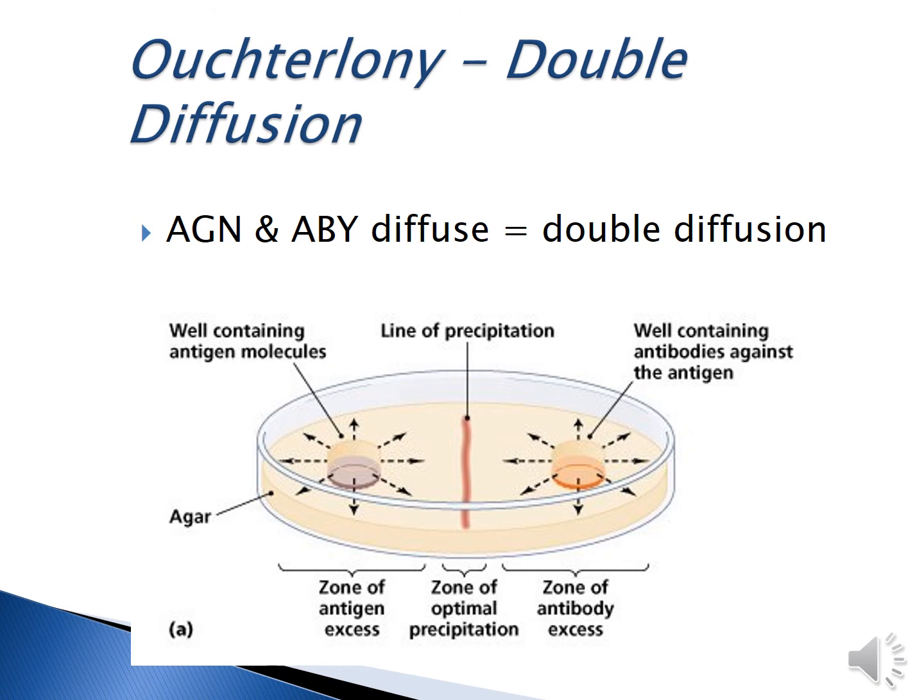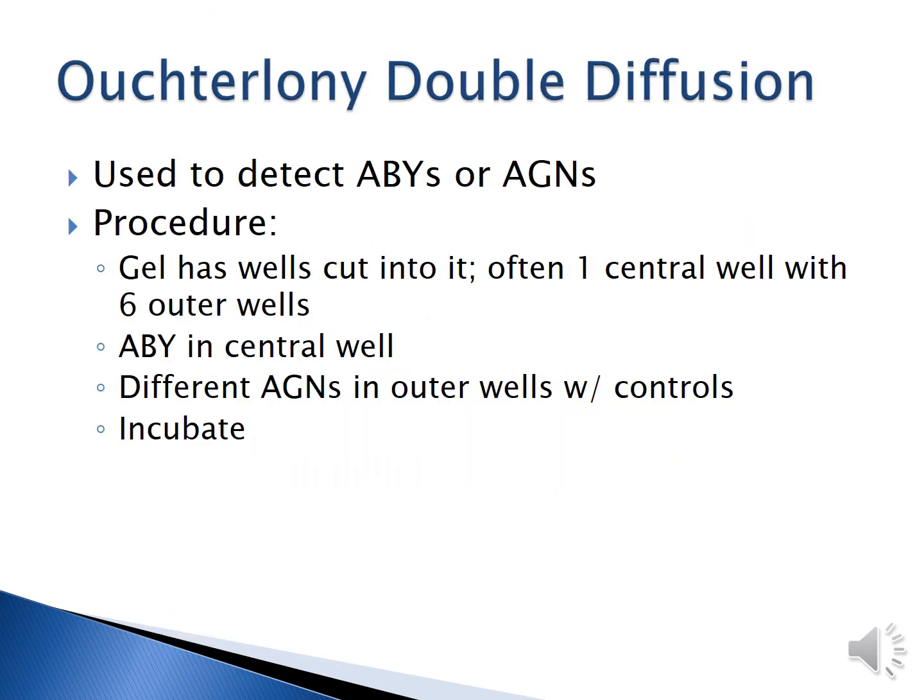This is where those insoluble complexes form, and this is also considered the zone of optimal precipitation. So if you think about the zone of equivalence, we have our excess antigen on one side, excess antibody on the other side, but in the middle we have our zone of equivalence. In the Ouchterlony double diffusion, we can detect antibodies or antigens. More commonly, we will be detecting antigens.